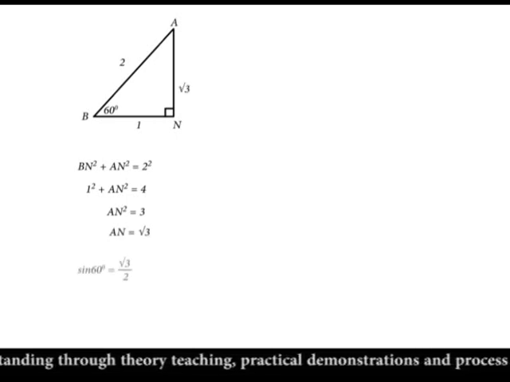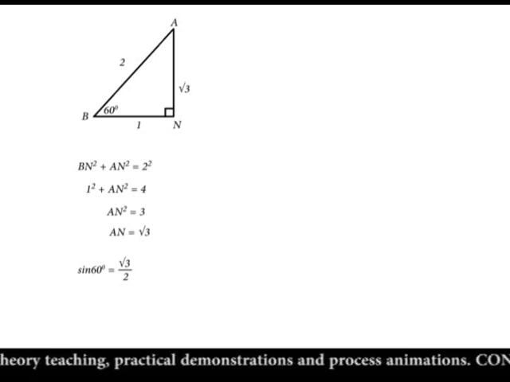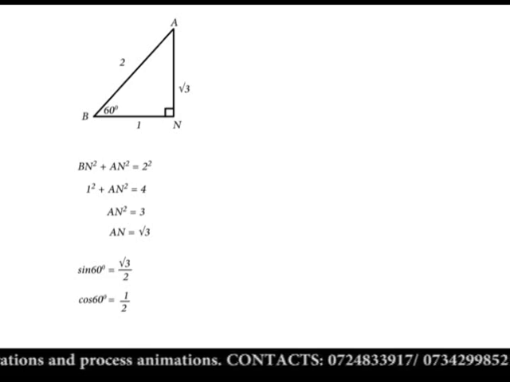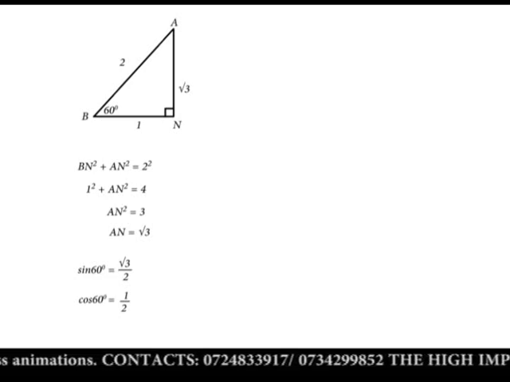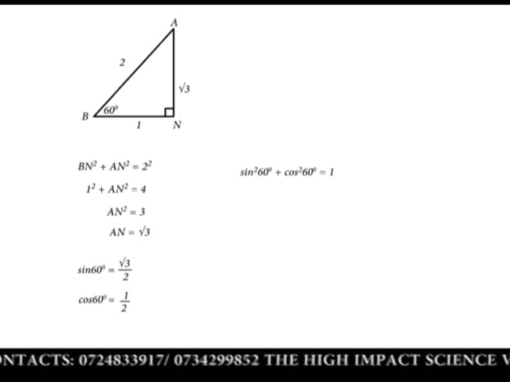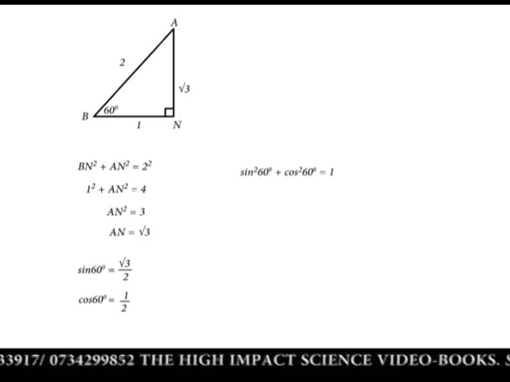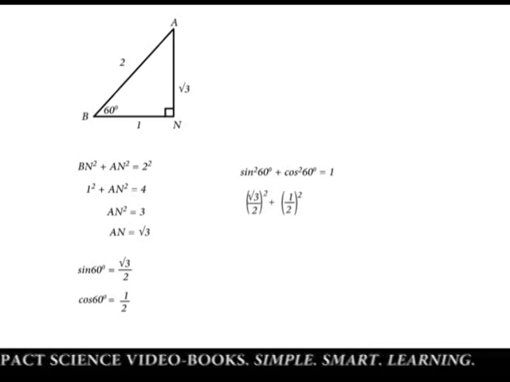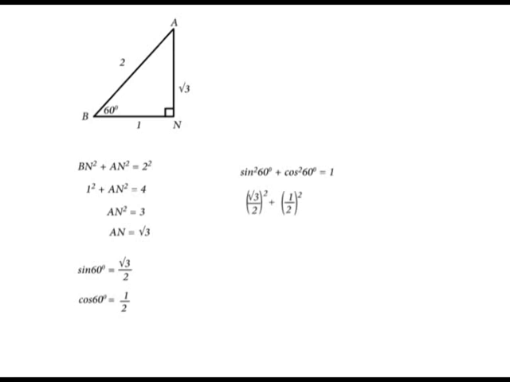Sin 60 is equal to AN over 2 and that is equal to root 3 over 2. Cos 60 is equal to 1 over 2. Sin squared 60 plus cos squared 60 will therefore be equal to (root 3 over 2) squared plus (1 over 2) squared. That gives us 3 over 4 plus 1 over 4, which is equal to 4 over 4, and that is equal to 1. And therefore sin squared X plus cos squared X is indeed equal to 1.